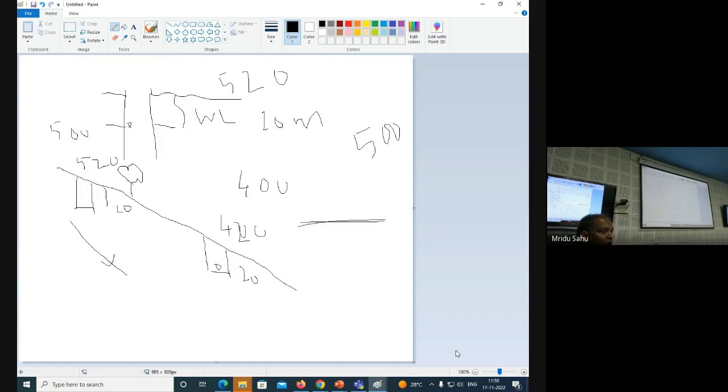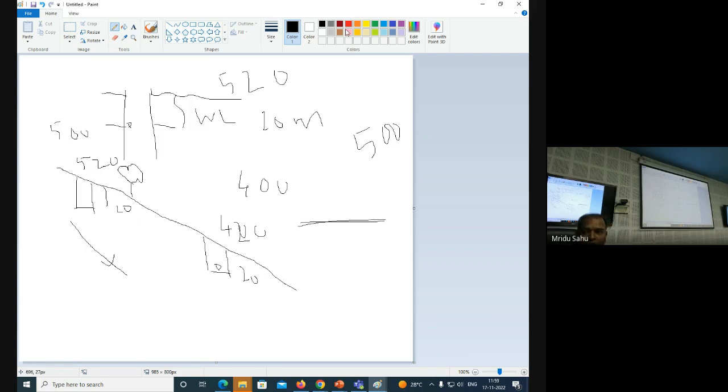But if you have only water level values, can you comment? I hope you got this point. That's why water table maps are important for hydrogeological study. This is the justification.